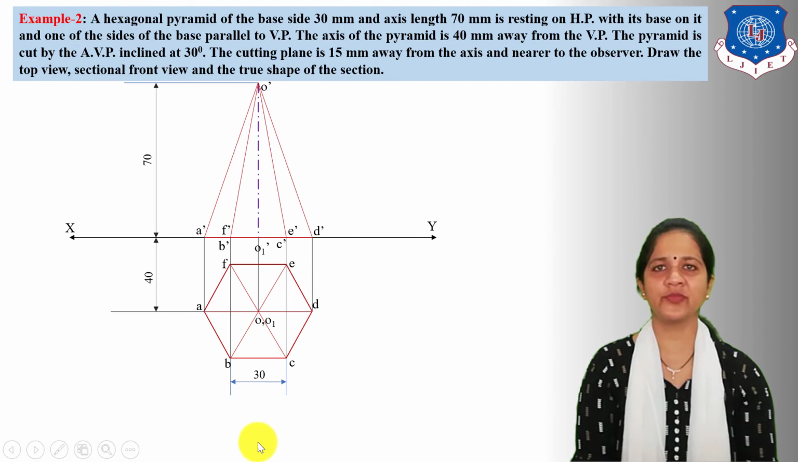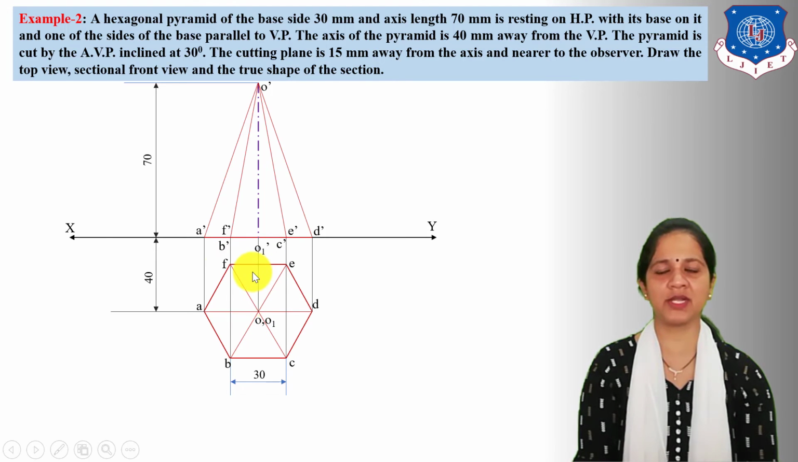Now, from front direction, OA, OB, OC and OD slanted are visible to observer, and OE and OF slanted are invisible to observer, but its projection overlap with visible slanted. So draw here visible slanted. So this is projection of solid as per given resting or standing condition.